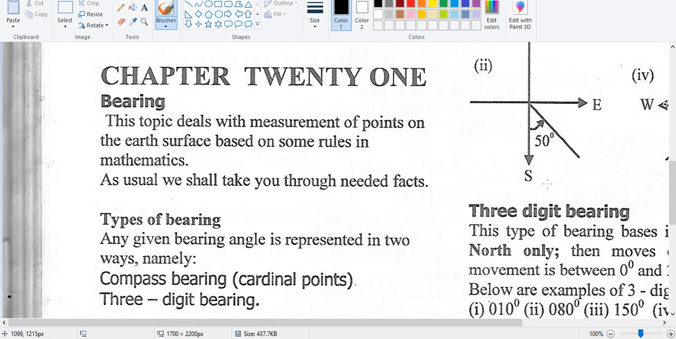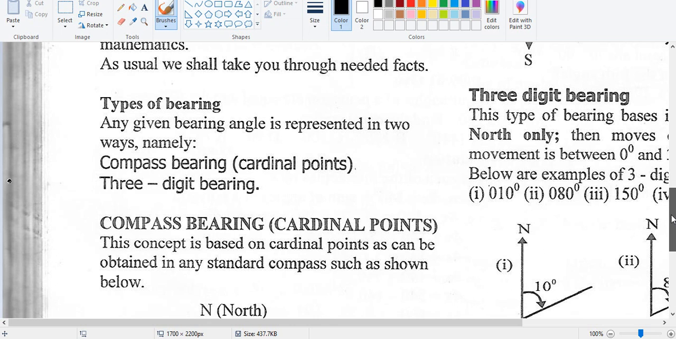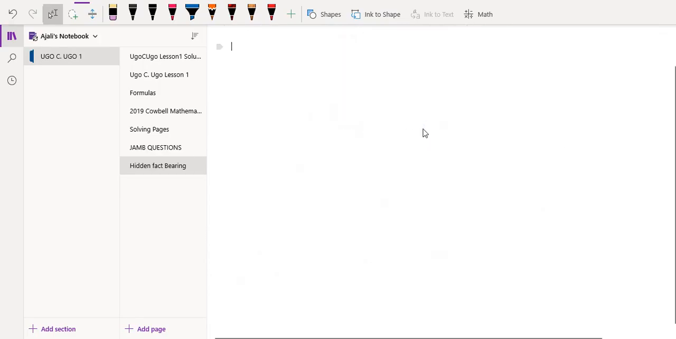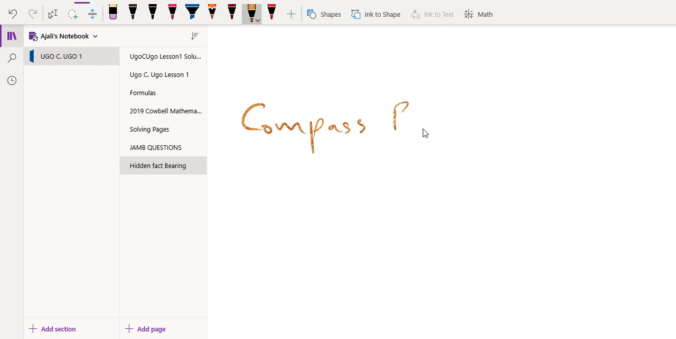Okay, so we have two types of bearing. What are the two types? Compass bearing and three-digit bearing. Another name for compass bearing is what? Cardinal points. Okay, compass bearing and three-digit bearing. For compass bearing, we've seen something like north 50 degrees east.